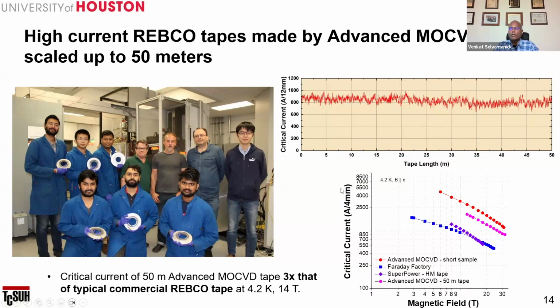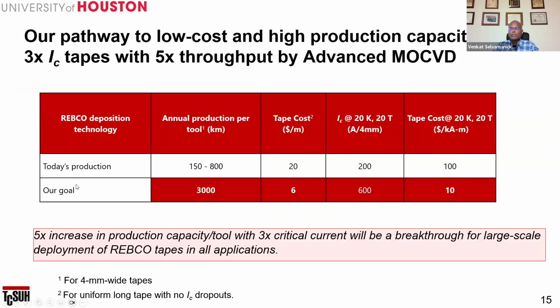Furthermore, this chart shows that in high magnetic fields, these tapes can carry 3 times the current of typical commercial tapes. Why is that important? Because in terms of today's production, the tapes are still quite expensive. It costs about $20 a meter and carries about 200 amps. So in terms of cost performance, it's about $100 per kilowatt meter, and the capacity is limited per tool.